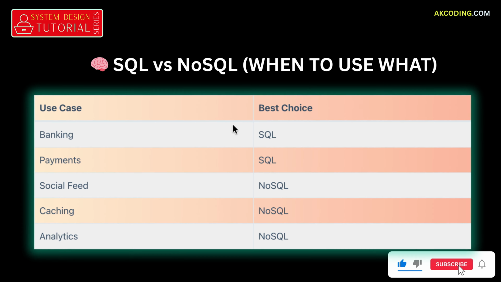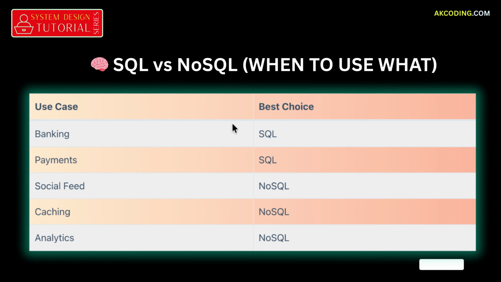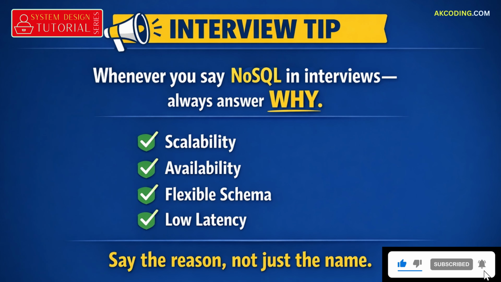Interviews don't fail you for choosing NoSQL. They fail you for choosing it without justification. Whenever you say NoSQL in interviews, always answer why: scalability, availability, flexible schema, and low latency. Say the reason, not just the name.